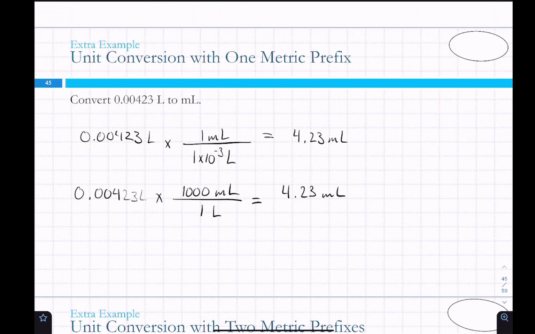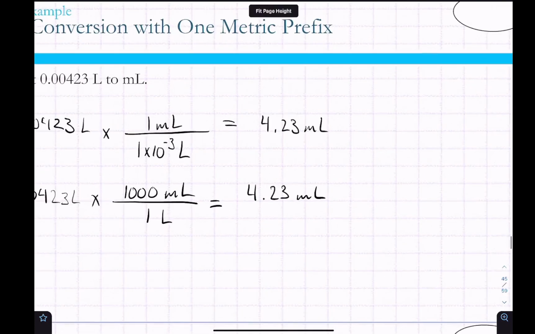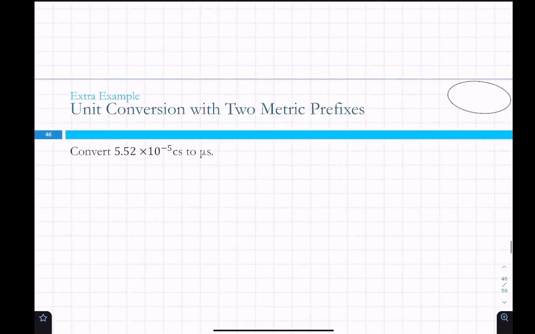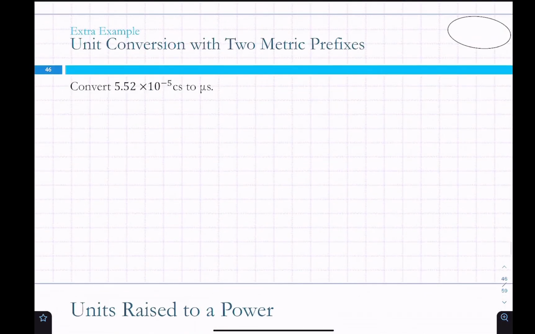And that's also getting back to that tip of making sure it makes sense. If we do this backwards, then this many liters would be times 10 to the negative 5 milliliters, which is even smaller. Okay, and we'll come back for 46.